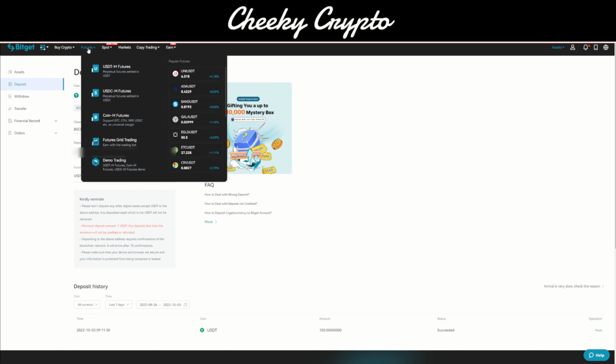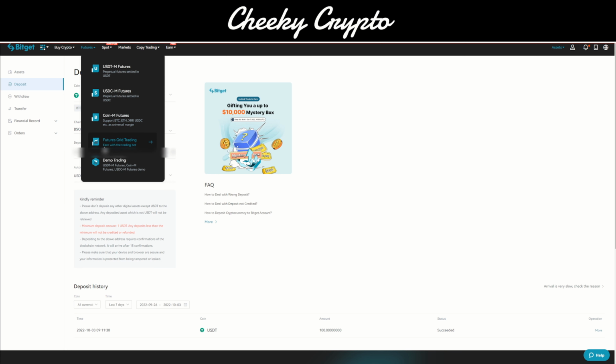And that's actually up here at the top menu. Okay, we're going to be looking for the USDT M futures. There's obviously USDC M futures as well, so if you have USDC that you put in rather than USDT, that's the option that you want. Then there's Coin M futures, future grid trading bots, and the demo trading.